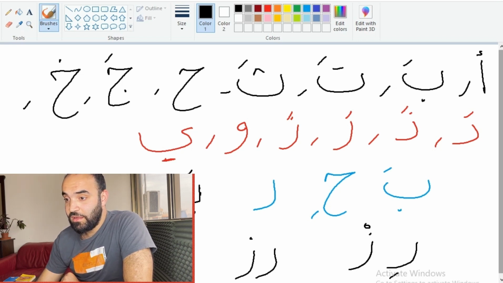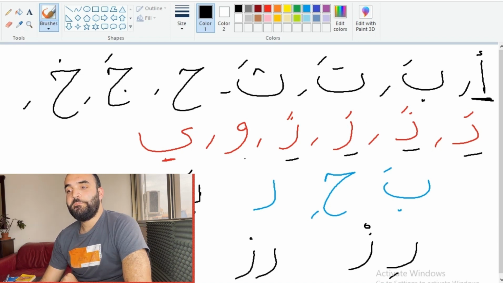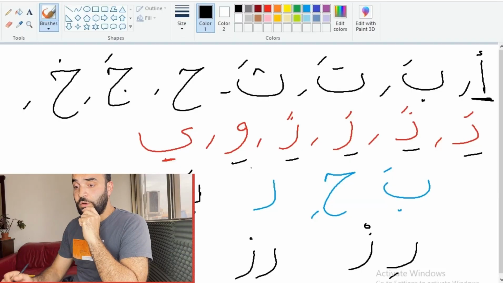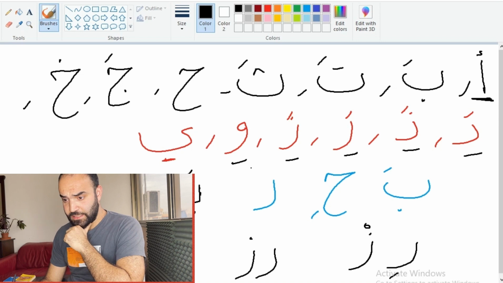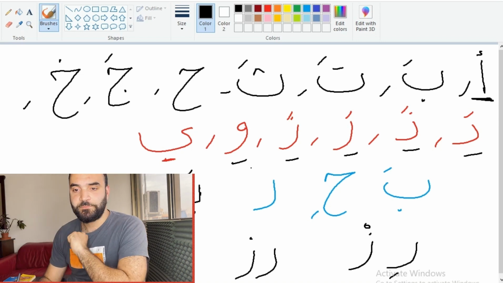A and da, tha, ra, za, o. These are the 6 letters that don't connect with the letters after. Bravo, not before. With before, they connect. They give their hand to the letters before, they don't give their hand to the letters after. So, riz, which is rice.